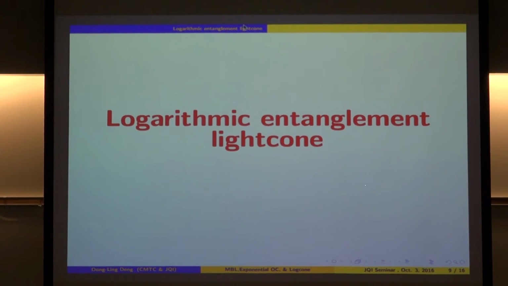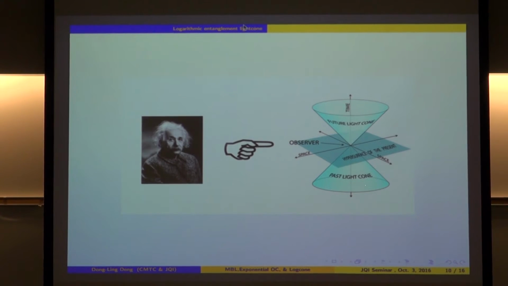Now let's go to the second part. The second part is more about the post-quench dynamics, the logarithmic entanglement lightcone. As we all know, in special and general relativity, Einstein told us that the speed of information is limited by the speed of light. This basically gives us a linear lightcone.